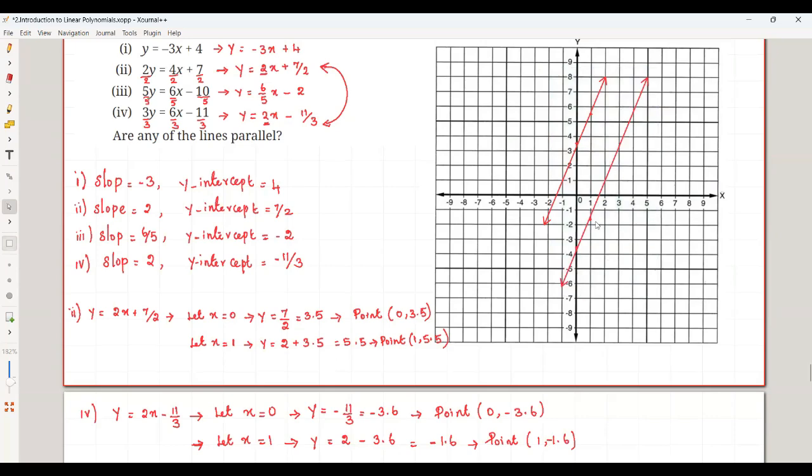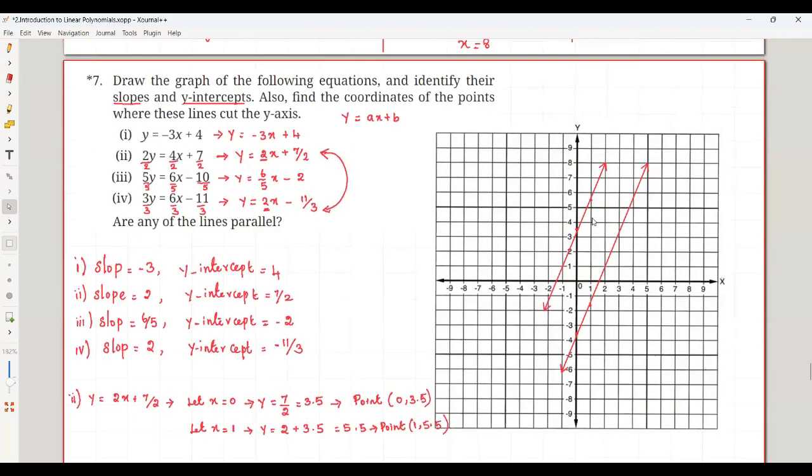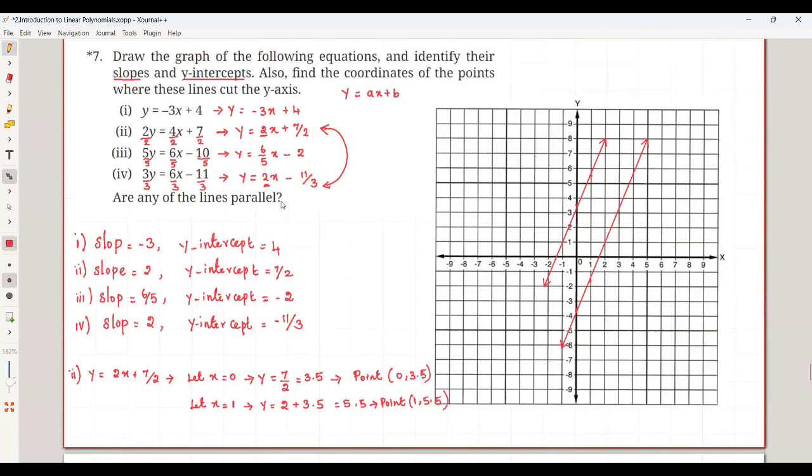Now these two lines are parallel. They are asking, are any lines parallel? Yes, these two lines are parallel. So I am just writing: the parallel lines are the second and fourth equations. Second and fourth equations are parallel lines.